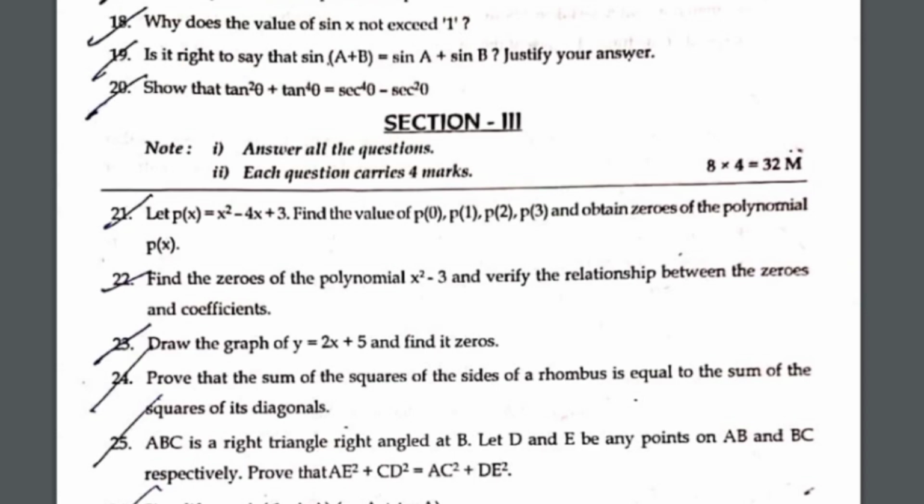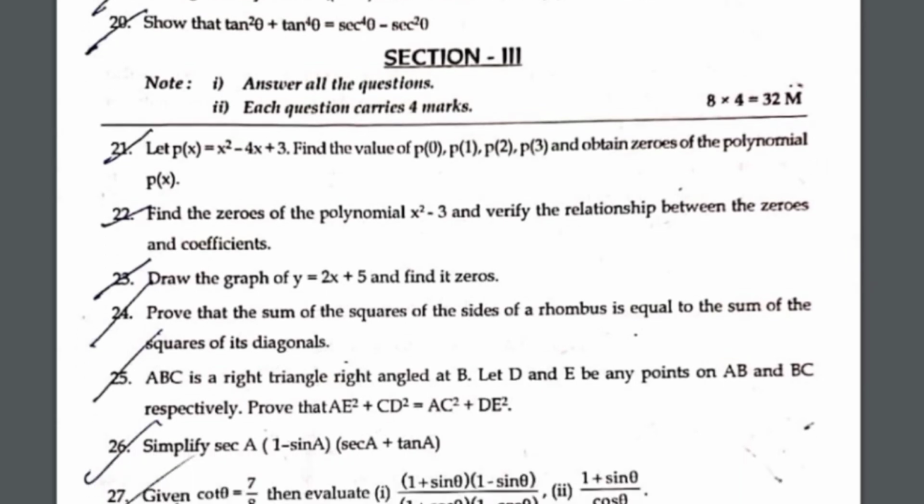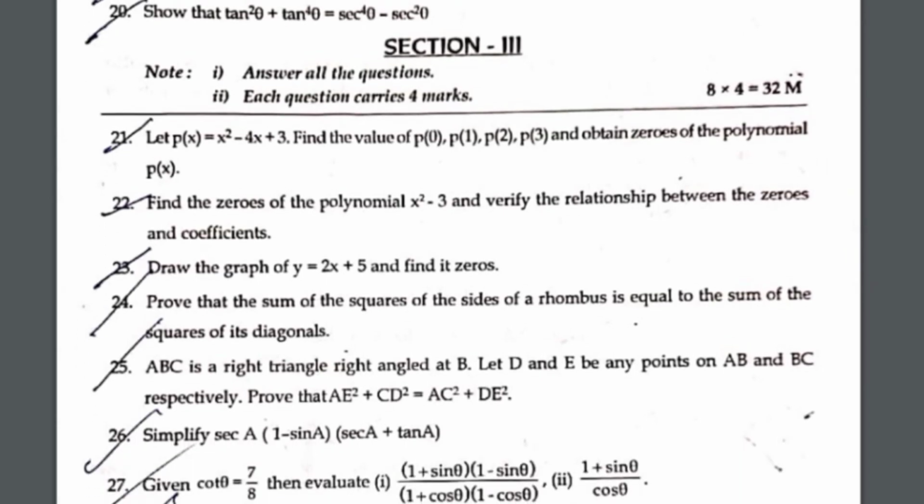There are 2 mark questions, 1 mark questions, 2 mark questions, and 4 mark questions. You can see all the questions they give. These are complete textbook questions. So for the 21st question you can observe P of 0, P of 1, P of 2, P of 3. Just by substituting you will get the answer. And x square minus 3.